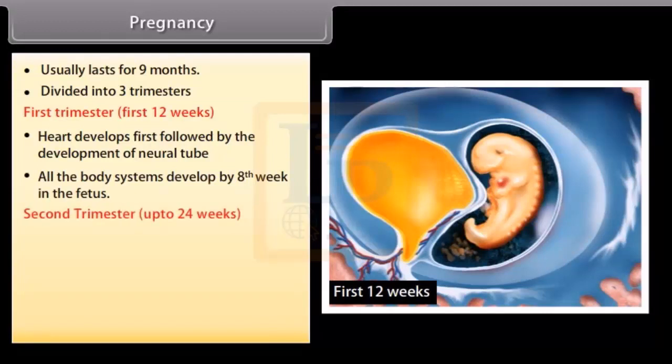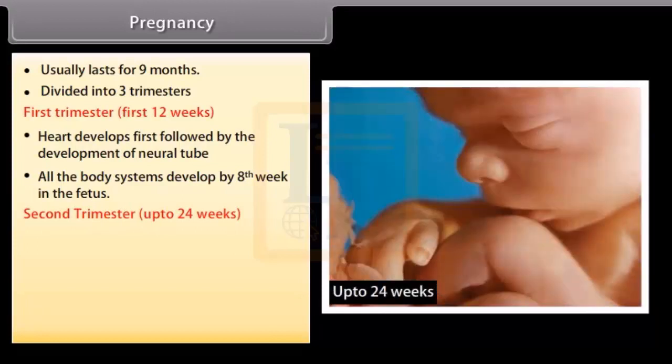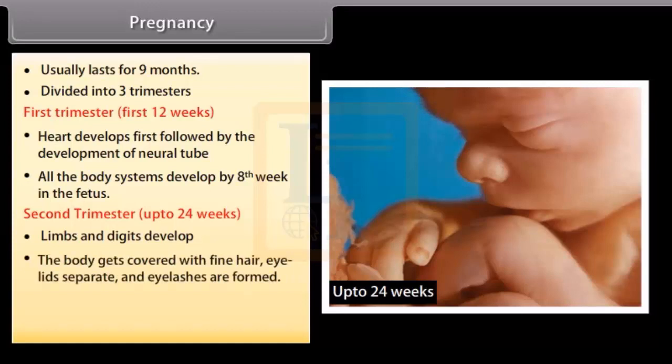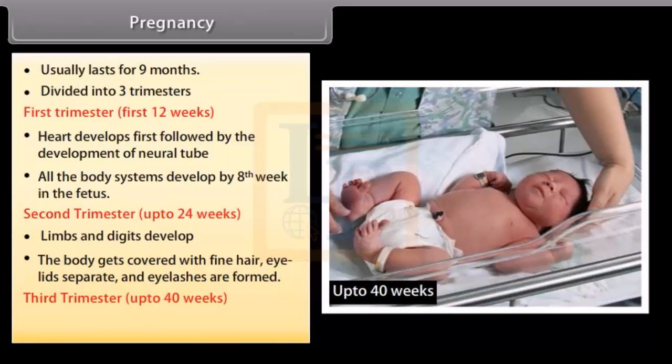Second trimester, up to 24 weeks. Limbs and digits develop. The body gets covered with fine hair, eyelids separate, and eyelashes are formed. Third trimester, up to 40 weeks. The full-term fetus develops, ready for delivery.